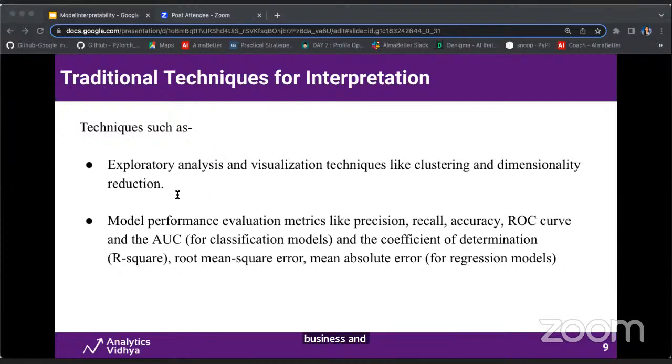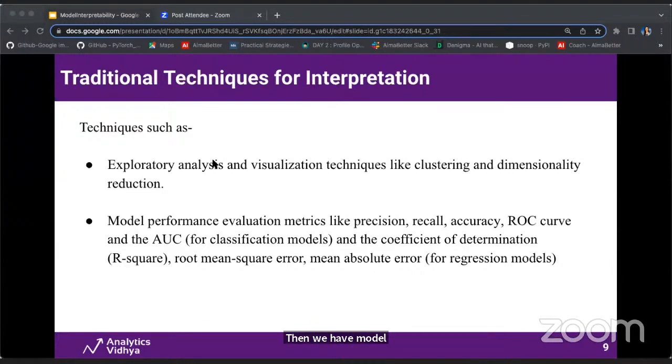Right. So there are techniques which have existed for a long time now, which can be used to understand and interpret models in a better way. So there are two major categories which we have here. The first is exploratory analysis and the visualization technique. Second is model performance evaluation matrix. Exploratory analysis and visualization techniques like clustering, dimensionality reduction, the PCA method that we might have heard a lot about. Then we have model performance evaluation matrix.